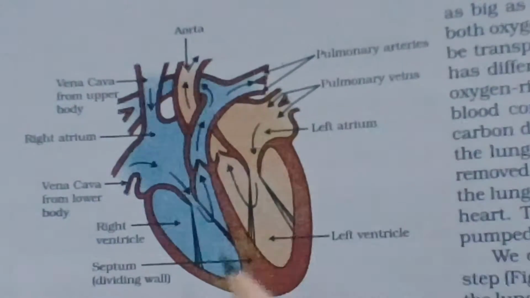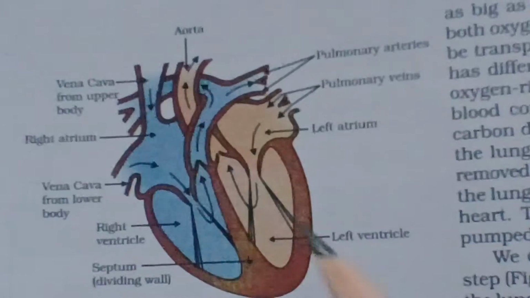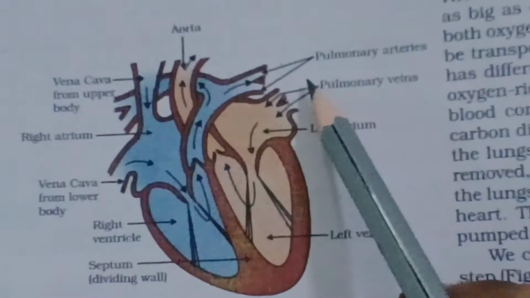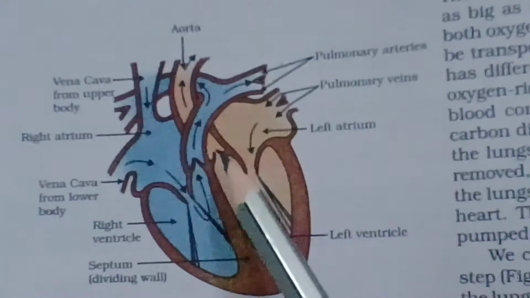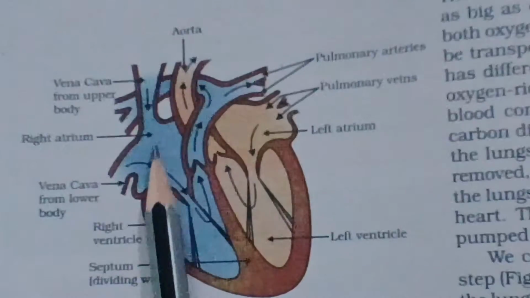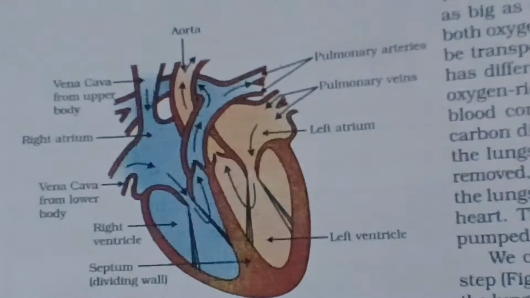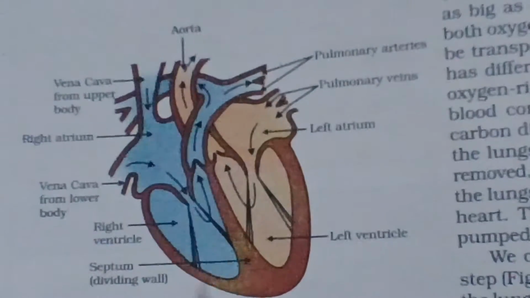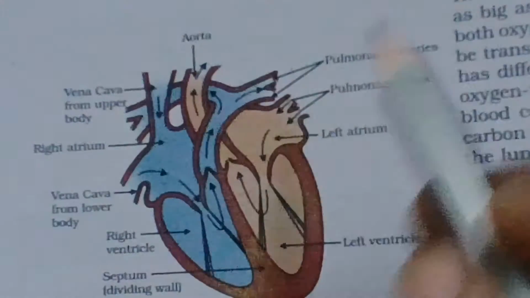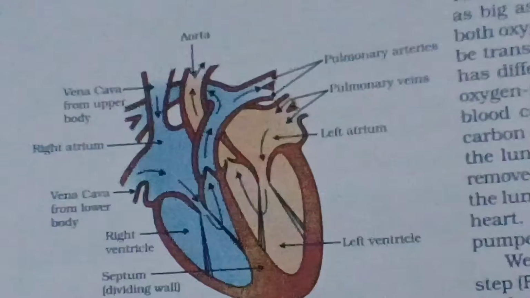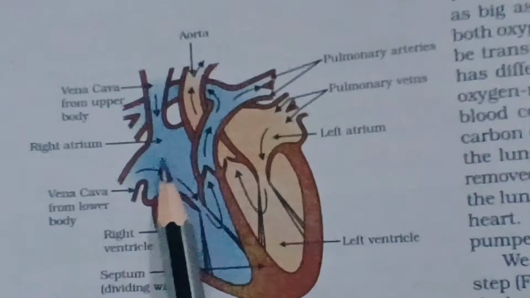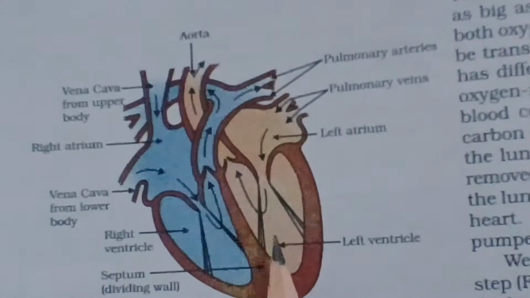Through which it enters, where it goes, like this, right? So through the pulmonary veins. They are differentiated by color. This is oxygenated blood and this is deoxygenated blood, in the blue color. So it has four chambers. If you cut the heart, that is the cross section of this, you can see all this, right? This is the right atrium, right ventricle, left atrium, left ventricle.